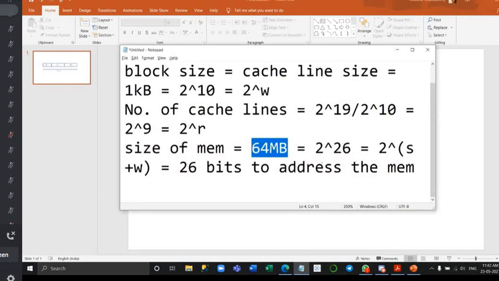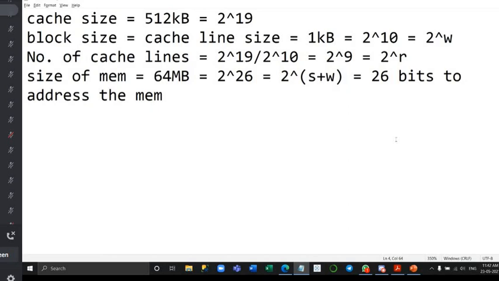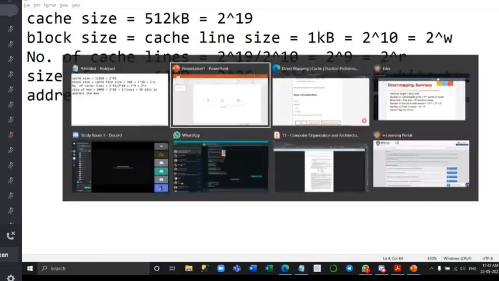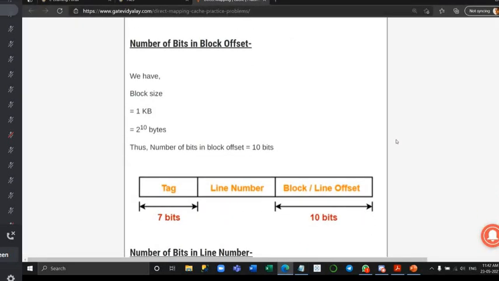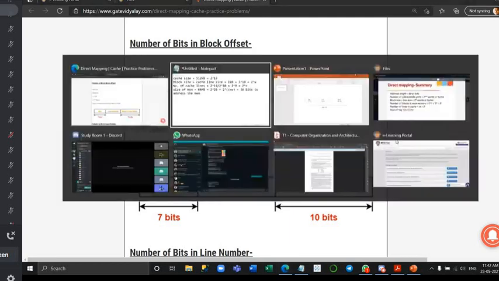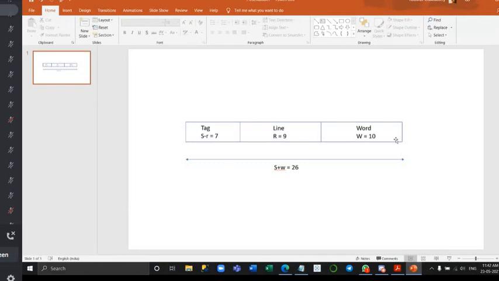This is the main memory size. If we go to the main problem, we'll check how they have derived it. They have given the tag as 7 bits. We found that similarly in the PPT, right? Tag is 7 bits, given in the problem.